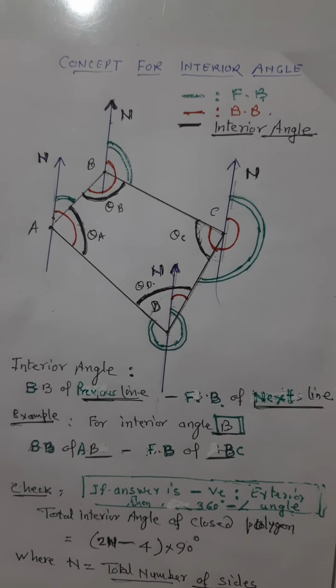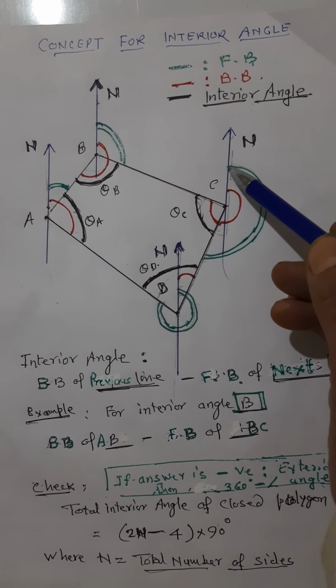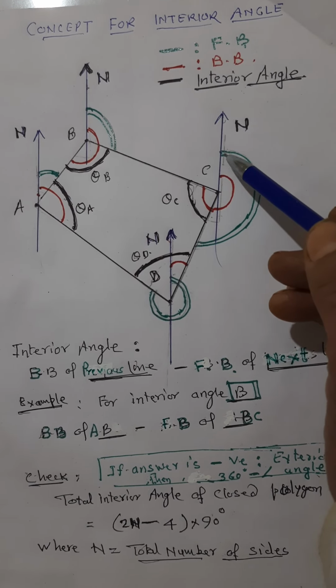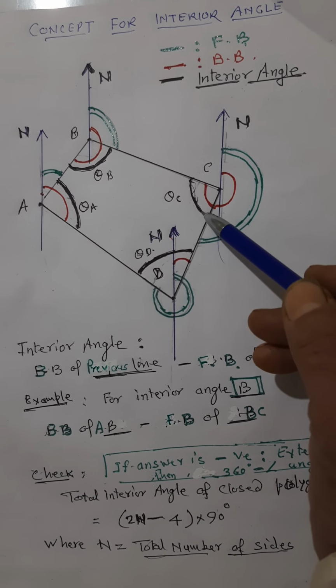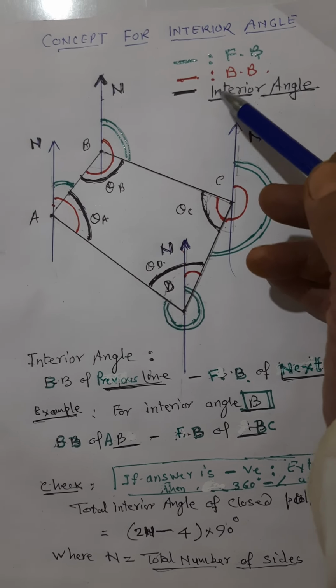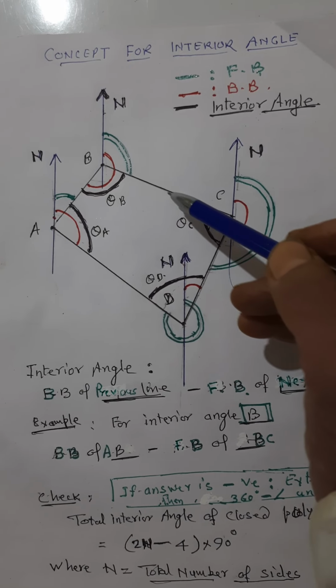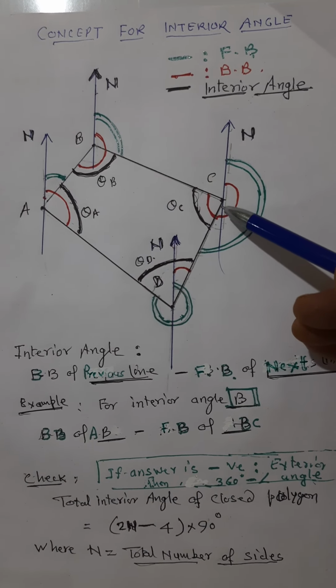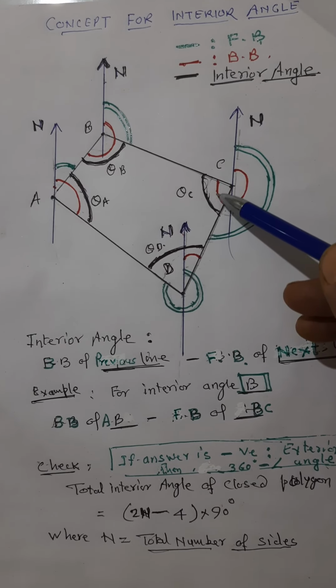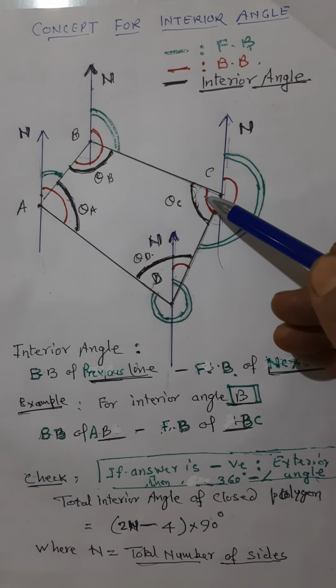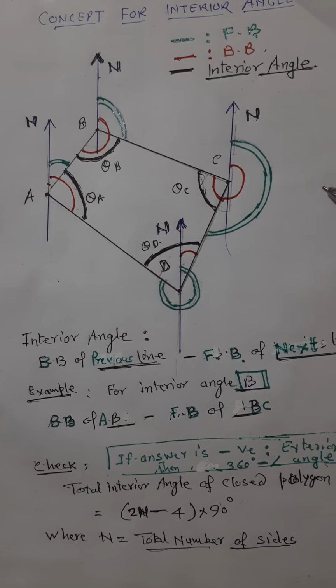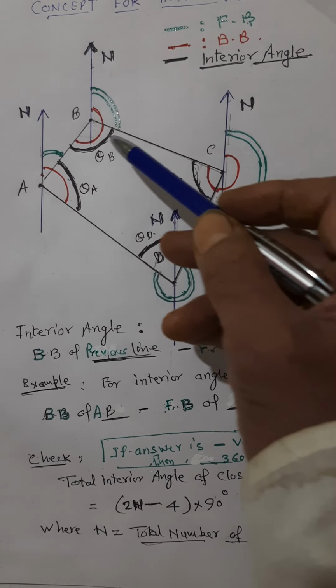We can plot this, but first of all we are supposed to find out the angle. I will take one example. This is the fore bearing of line BC and this is the back bearing of line BC. This indicates the fore bearing and this indicates the back bearing. We are supposed to find this angle then.